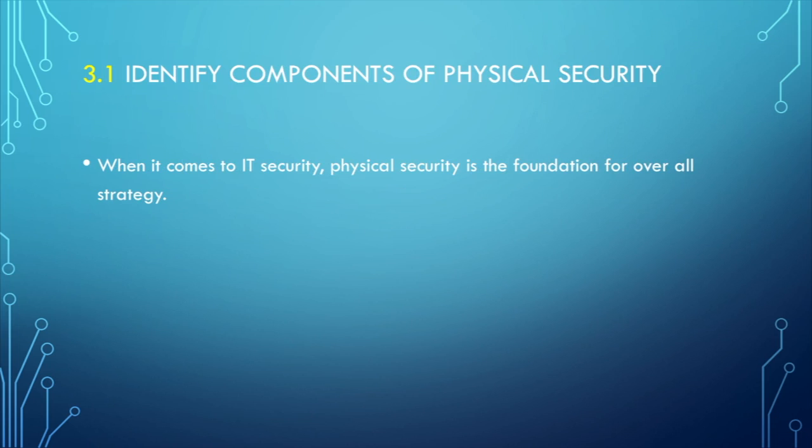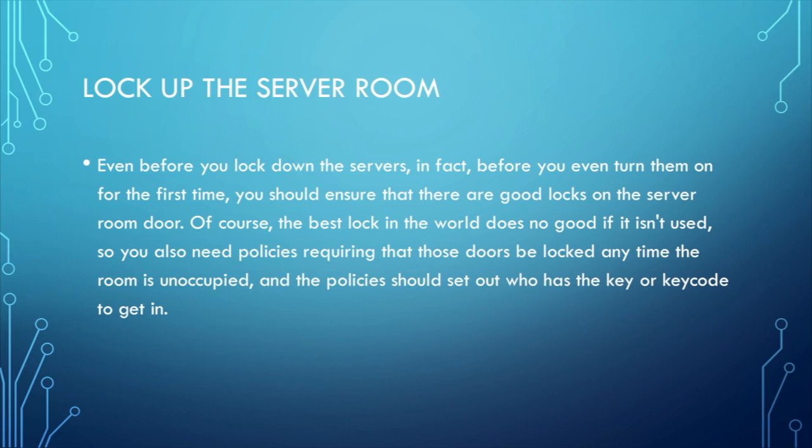Identify components of physical security. When it comes to IT security, physical security is the foundation for overall strategy. Lock the server room. Even before you lock down the servers, in fact, before you even turn them on for the first time, you should ensure that there are good locks on the server room door. Of course, the best lock in the world does no good if it isn't used, so you also need policies requiring that those doors be locked anytime the room is unoccupied, and the policies should set out who has the key or key code to get in.